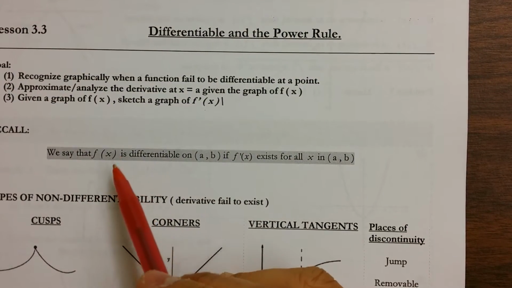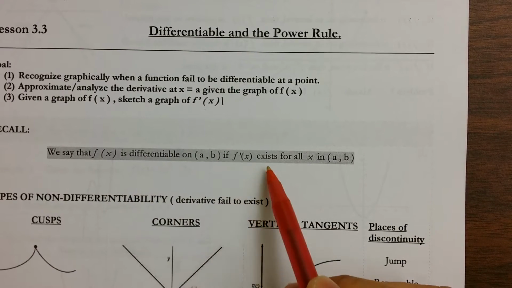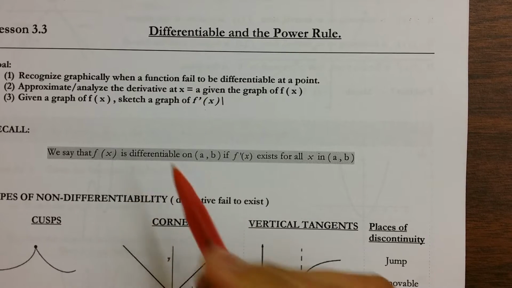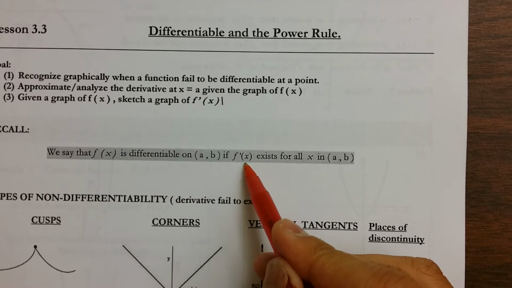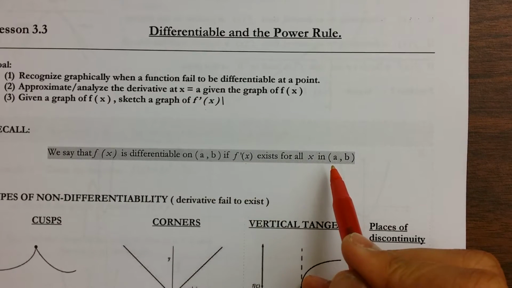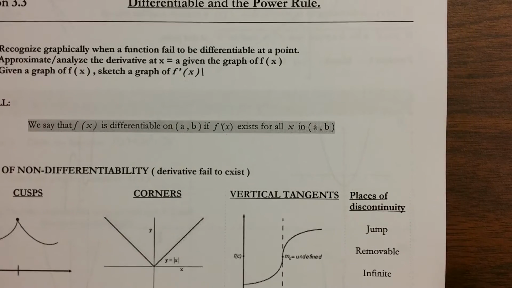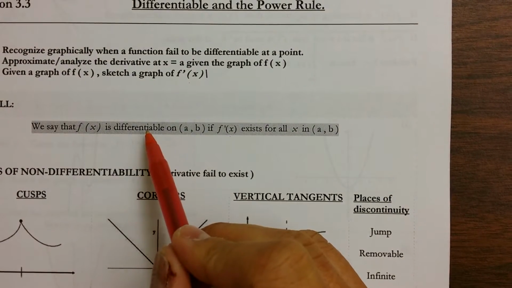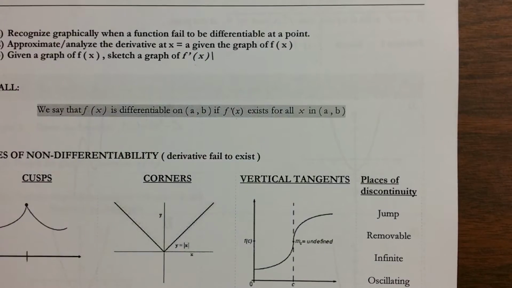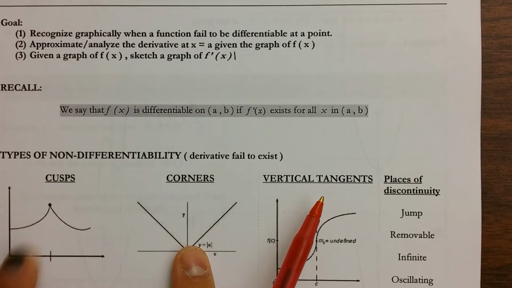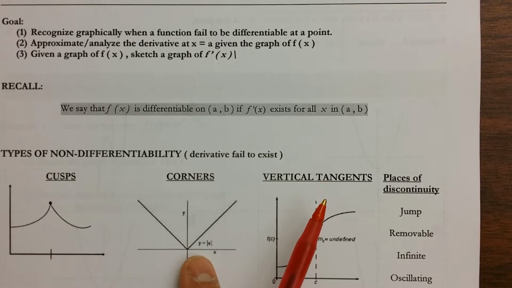Remember that we say a function is differentiable if the derivative exists. So a function is considered to be differentiable if the derivative exists for every point in its domain. Now, there are some functions that are non-differentiable, where the derivative does not exist. Those types of functions are continuous. It's just that the derivative at some specific points does not exist.